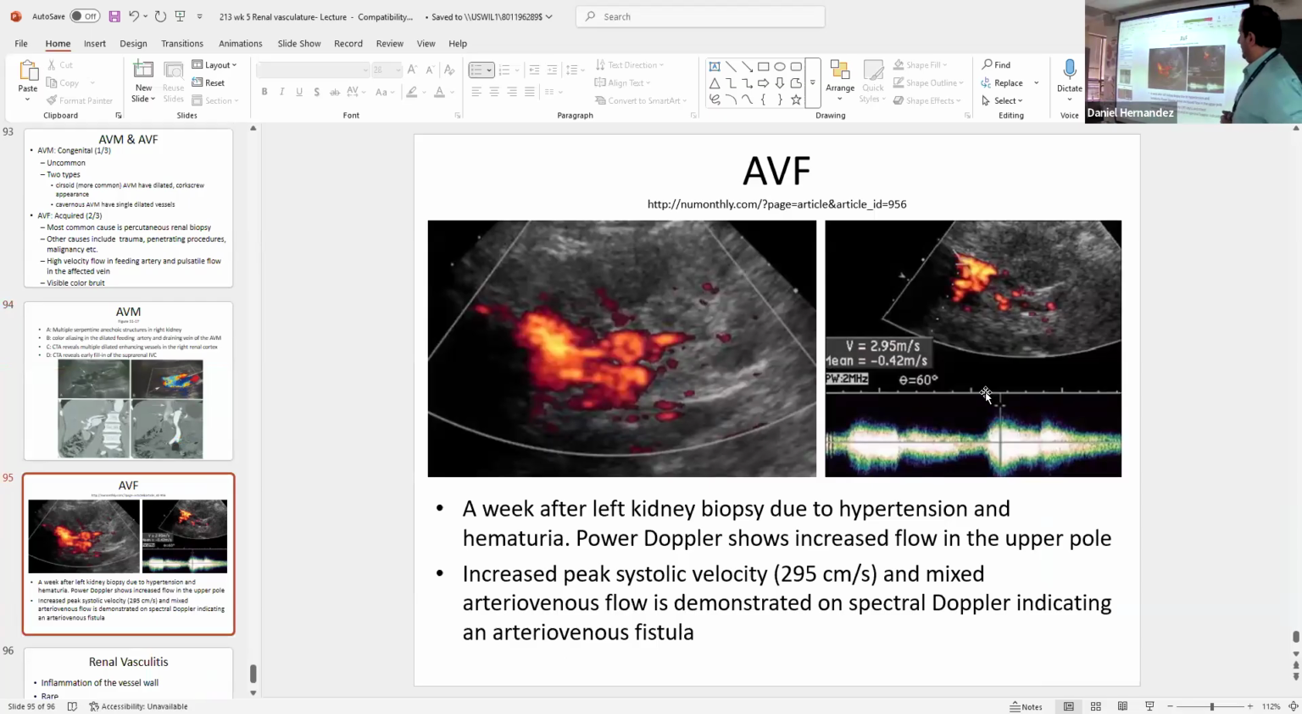Power Doppler, again, they just put the color on those areas. They light up with color. Then our velocities are going to be very, very fast within the intrarenals. It's almost 300 centimeters per second, so 295, or 2.95 meters per second.